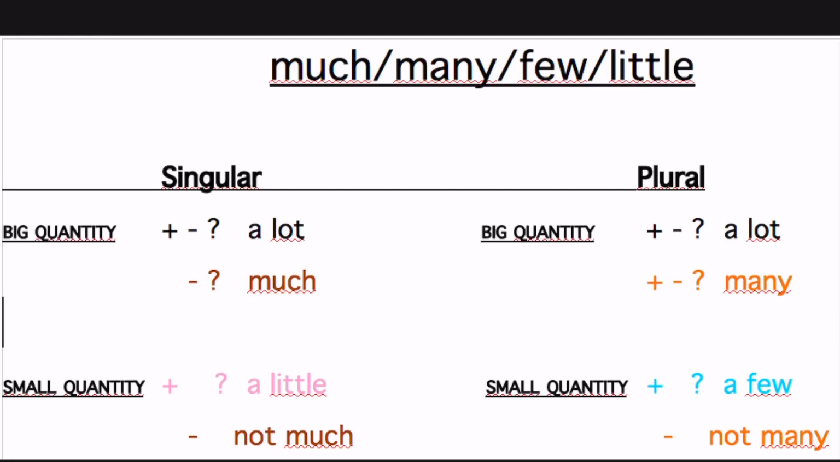For the plural or countable nouns, we again say a few for the affirmative and the interrogative, whilst we speak about not many for the negative. I have a few friends. I don't have many friends. Do you have a few friends? So as you can see, it's really not that difficult to distinguish.